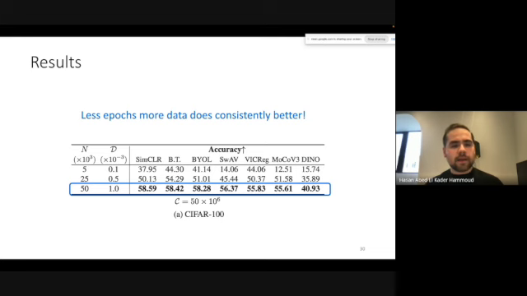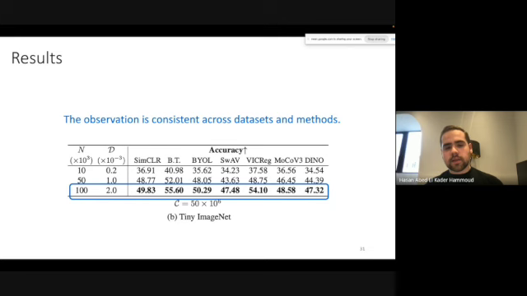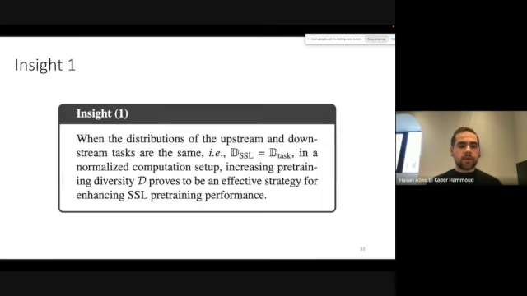That as you have more samples and hence more data diversity, training with fewer epochs would give you better models. And this is consistent not only in CIFAR-100, it's also consistent in Tiny ImageNet, and it's also consistent across columns. So it means different methods, all of them exhibit the same behavior. Whether it's SimCLR, BYOL, SwAV, whatever method, it's the same conclusion. And this insight is summarized here, where we say when the distributions of the upstream and downstream are the same, so your D_SSL and D_Task are exactly the same, then in a normalized computational budget, you're better off increasing your data diversity, reducing your epochs for an effective training strategy.